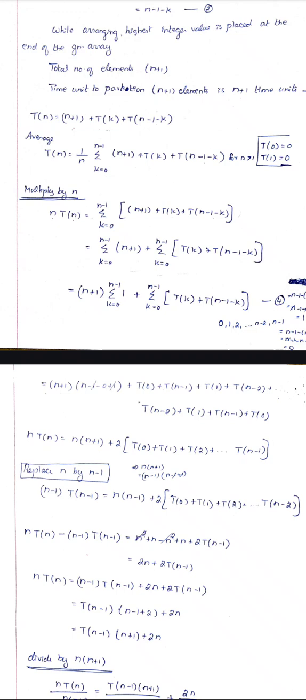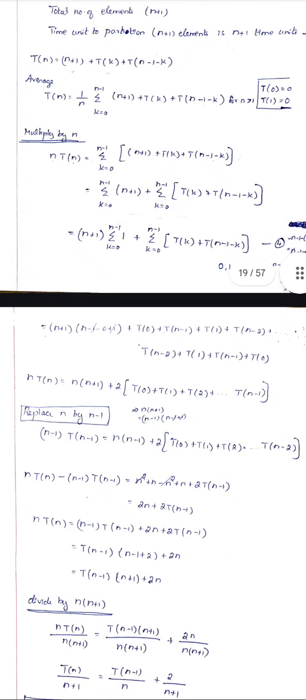So we have this as 1 by n, the average case. That's why we will be multiplying by 1 by n. So n into T of n is equal to summation k from 0 to n minus 1 of n plus 1 plus T of k plus T of n minus 1 minus k.